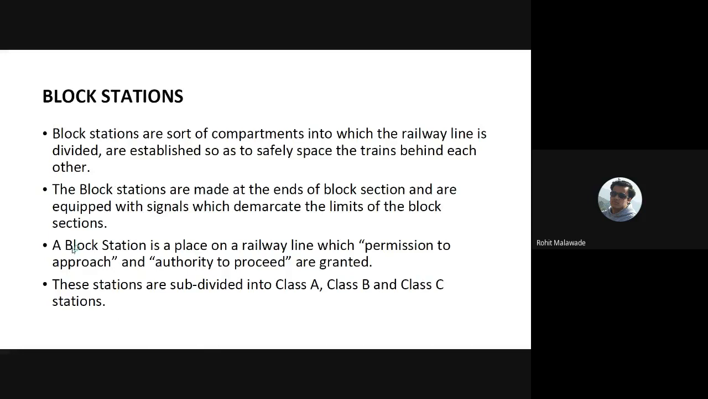Now, a block station is a place on a railway line which has the permission to approach and the authority to proceed. Once permission is given to a particular train, only then will the train move over that particular station. So these kinds of stations we call block stations.